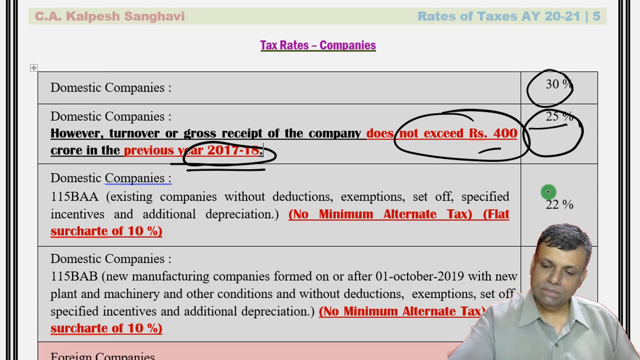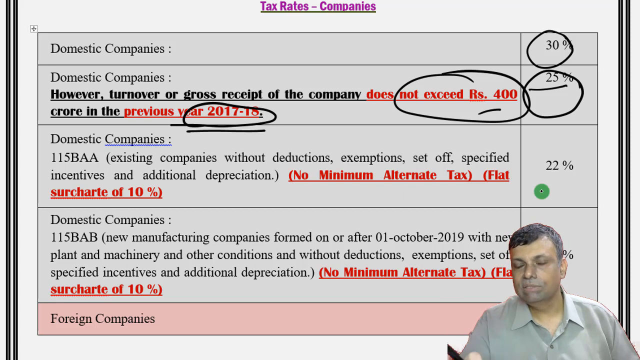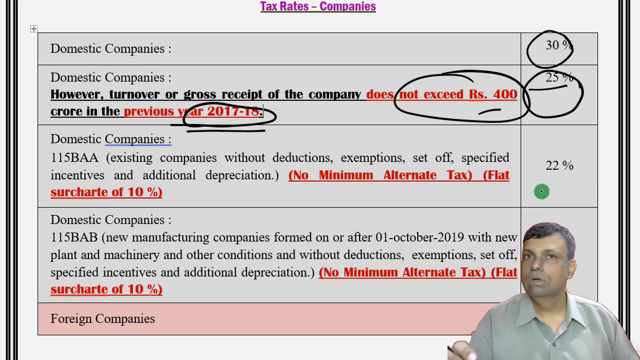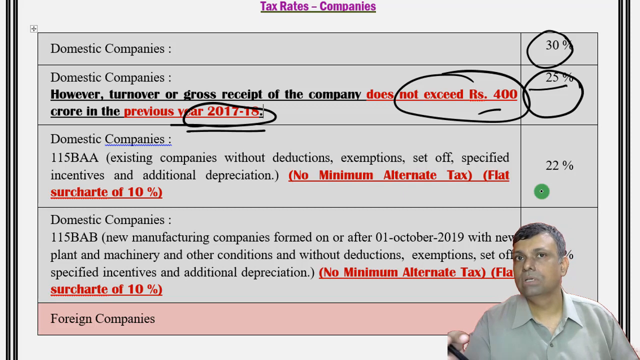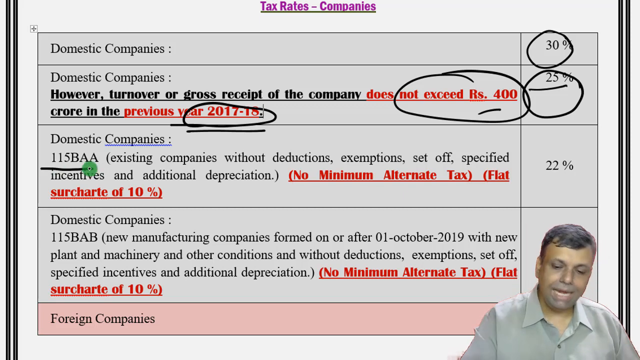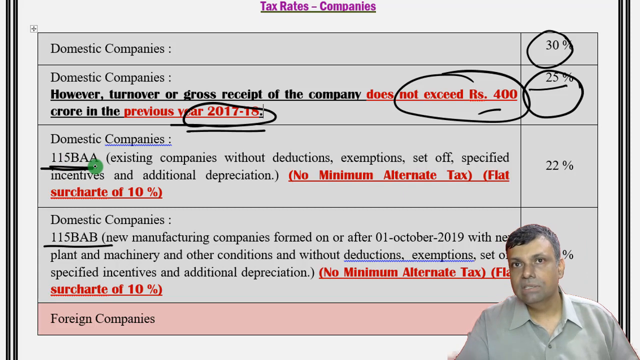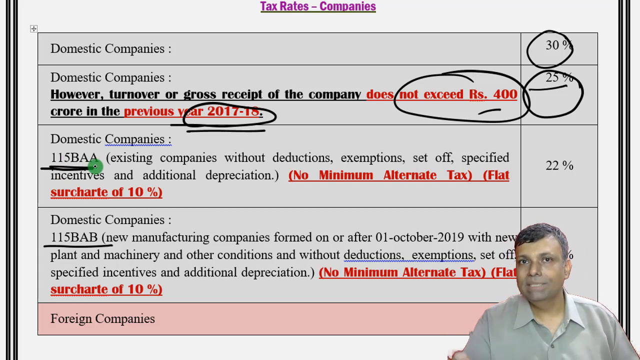Now friends, through the ordinance, two special tax concession schemes have been brought to the fore. This was amended through the ordinance actually. Section 115BAA and Section 115BAB of the Income Tax Act. This is a special rate of tax with respect to the specified domestic company.